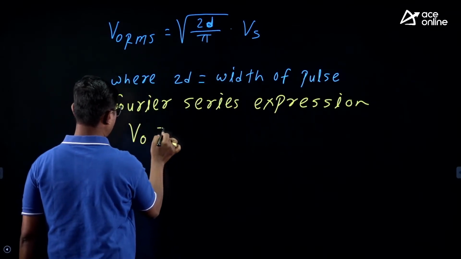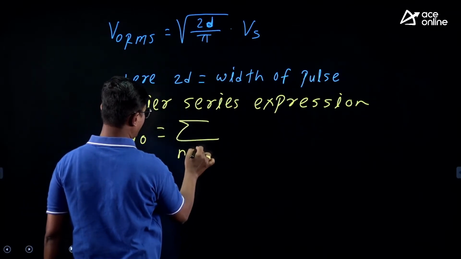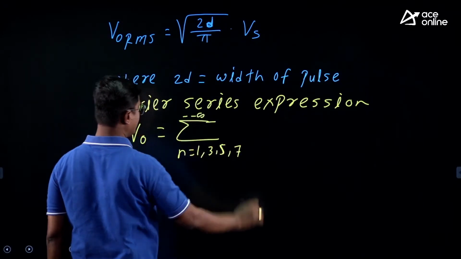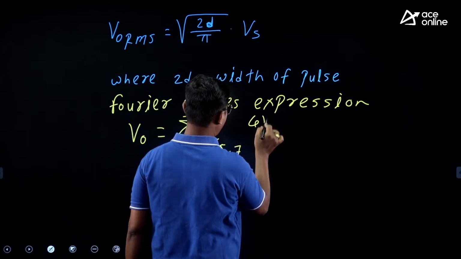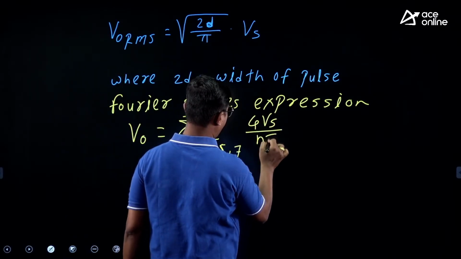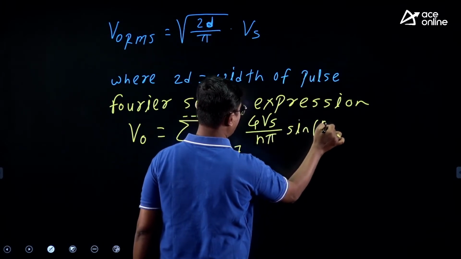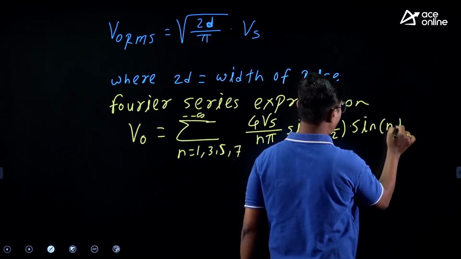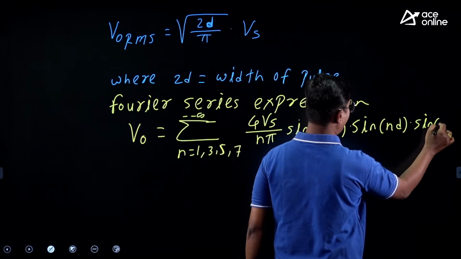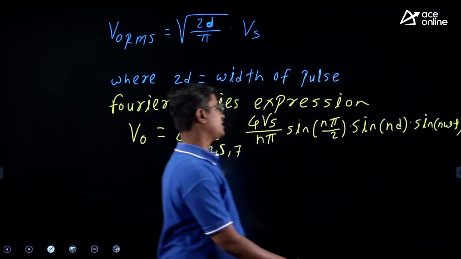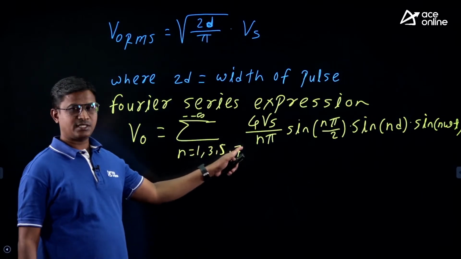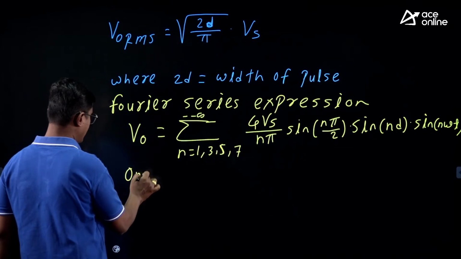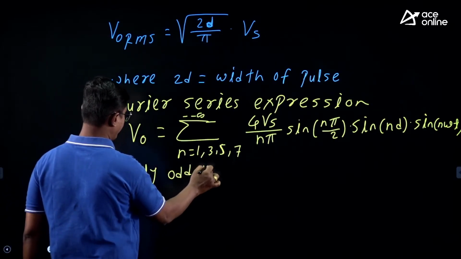Next, the Fourier series expression: V0 equals summation over n equal to 1, 3, 5, 7 up to infinity, 4Vs upon n pi into sine of n pi by 2 into sine of n d into sine of n omega t. This is the Fourier series expression of this single pulse width modulation, okay, right. Now which harmonics are present? Only odd harmonics are present.